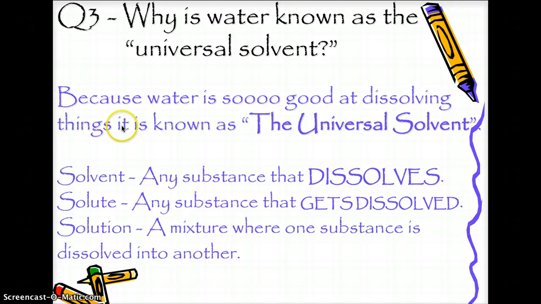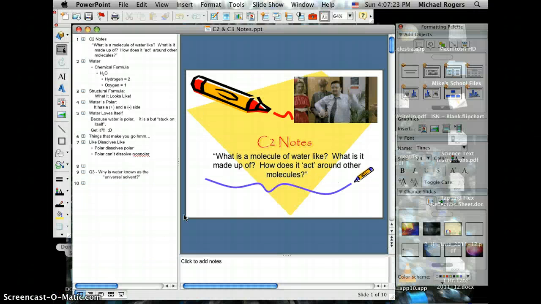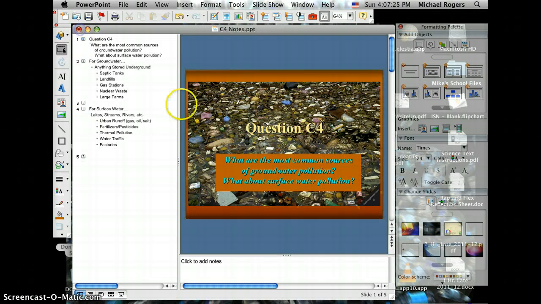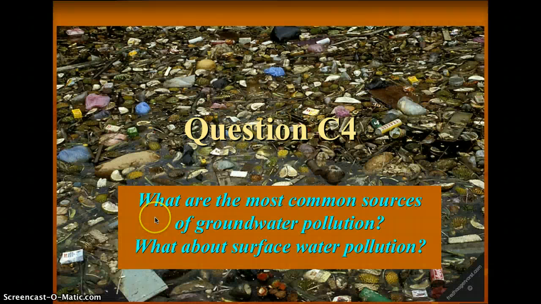So just to wrap things up here for C3, a couple quick vocab words. You have solvent, and that's any substance that does the dissolving. You have the solute, which is any substance that gets dissolved. And then the solution is just the mixture of those two substances, where one substance dissolves into another in a mixture. And there you have it right there. That's C2 and C3. And then to wrap up with C4, and we'll speak very briefly to C5.